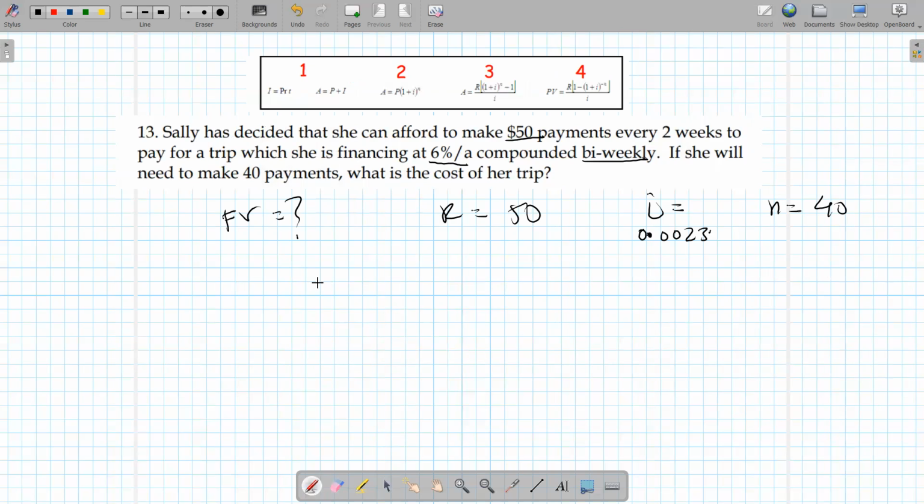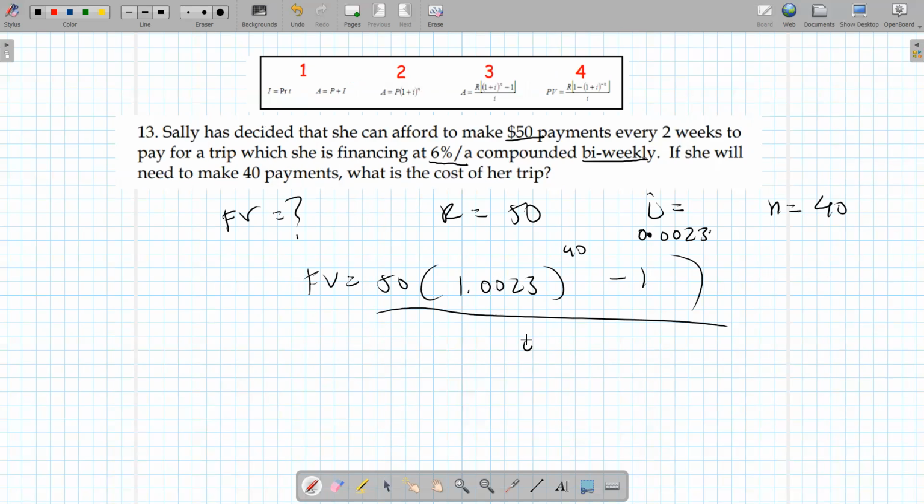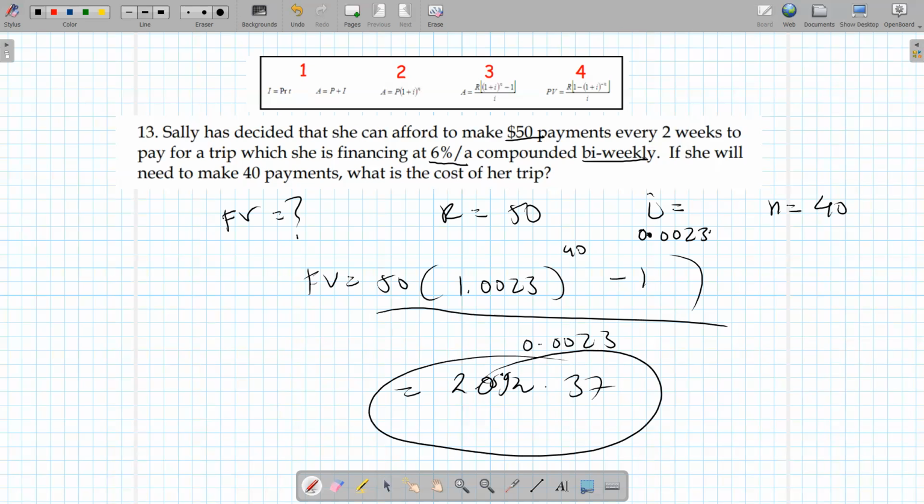Okay. So we have FV equals R 50, 1.0023 to the power of 40 minus 1 divided by 0.0023. Plug it in and tell me what you get. We don't need to do any of the store recall things here. 2092.36. Okay, round it to the second decimal, right? 37. Round to the nearest cent.